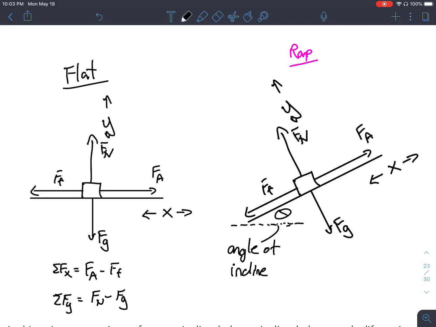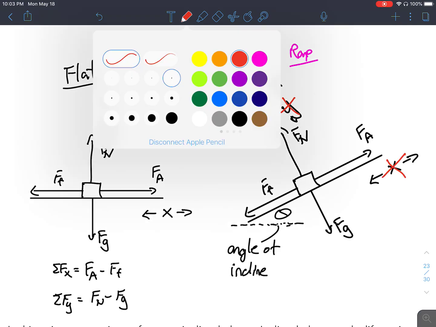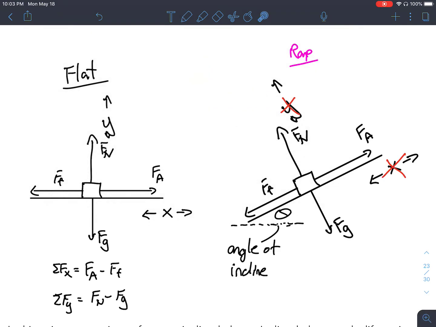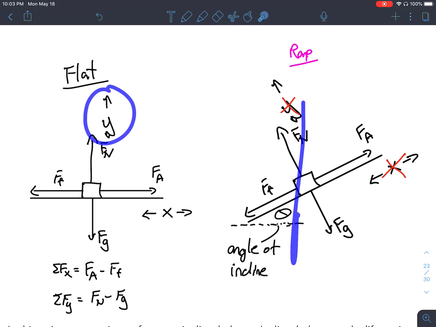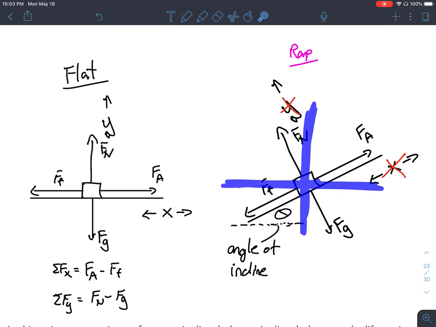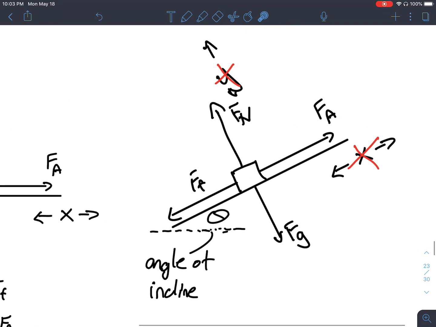We don't have the x and y direction anymore, okay? Because our x and y direction, if we think about it, x is horizontal like this, and y is vertical like this. But now we've got this weird angle, so our vertical line and our horizontal line doesn't really match up nicely with our incline. So instead what we do is we call it the parallel direction and the perpendicular direction.